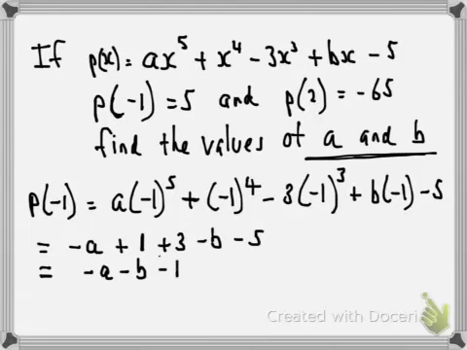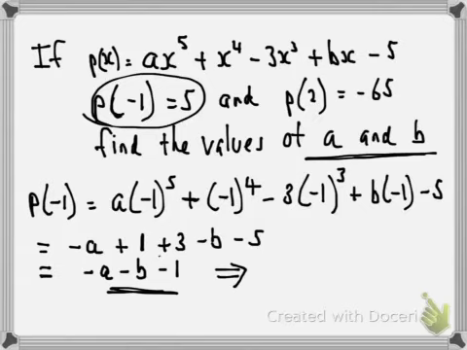Now, we're told in our background information that p of negative 1 equals 5. So I can now equate that to 5, because I've worked out p of negative 1, that expression there. I'm now going to equate that to 5. So 5 equals negative a minus b minus 1.